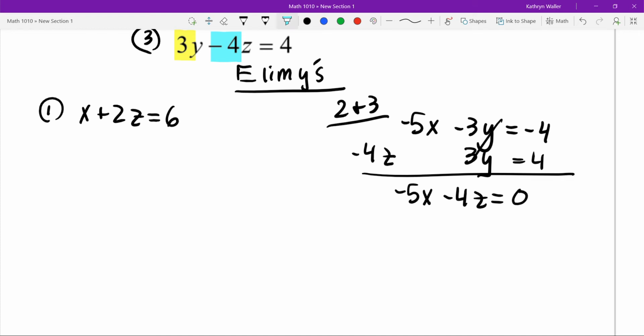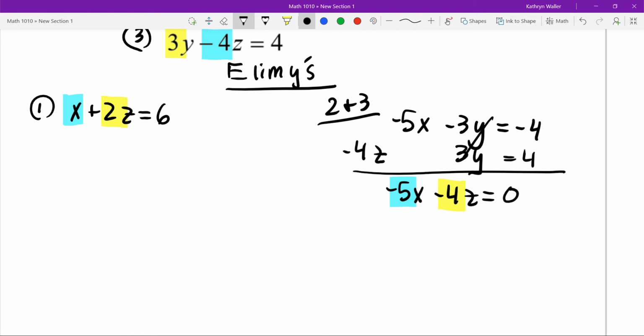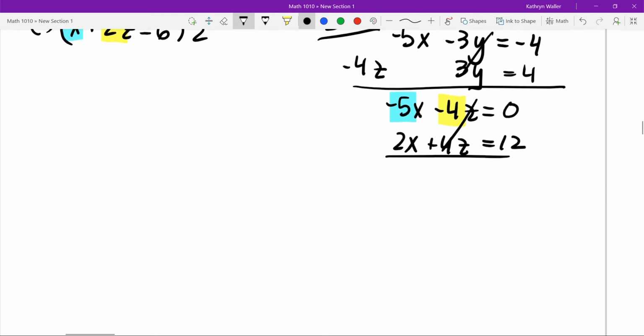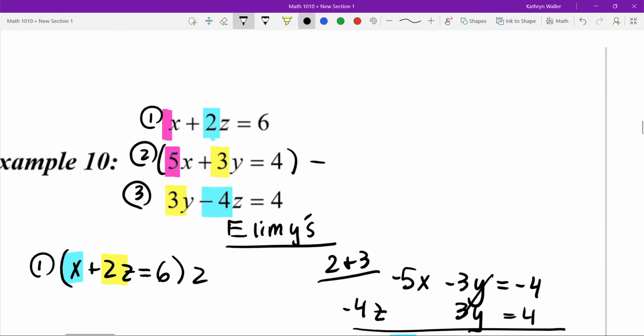You tell me, look at the x's, 1 and -5. Look at the z's, 2 and 4. What would you do? Would you do x's or z's? Come on, guys. Z's, okay. Let's multiply this guy by 2. Then I'll have 4z and -4z, and those will go away. That gives me 2x plus 4z is equal to 12. Z's cancel out. So I have -3x equals positive 12, and I get x equals -4. Come here, put a -4.